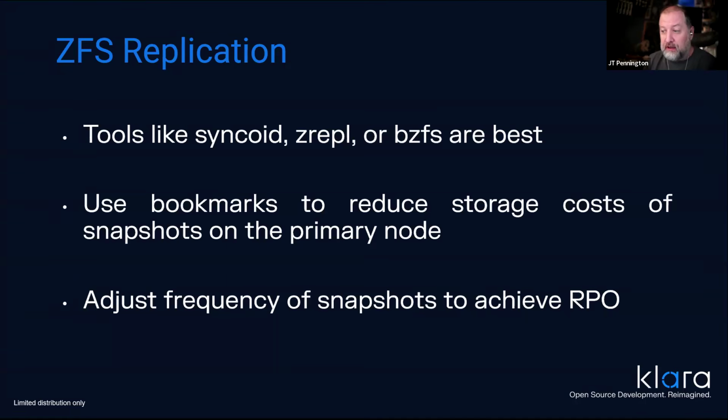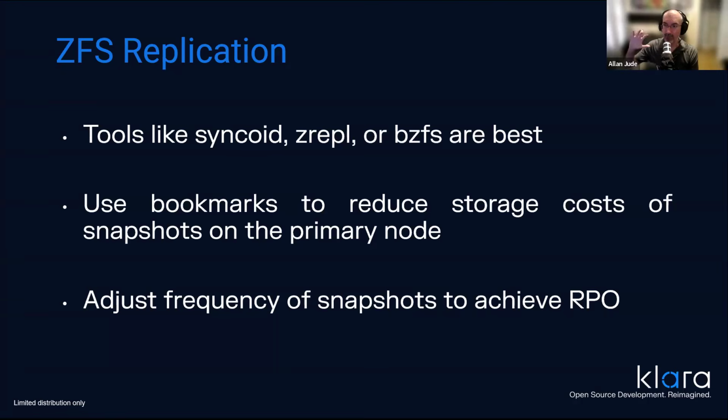Another thing that you can do is you can use bookmarks. This will help reduce the storage costs of snapshots on your primary node. Allan, can you give a good, clean, succinct explanation of what a bookmark is and how someone would use it? Yeah. So normally you have a snapshot, which is all the data at a certain point in time.